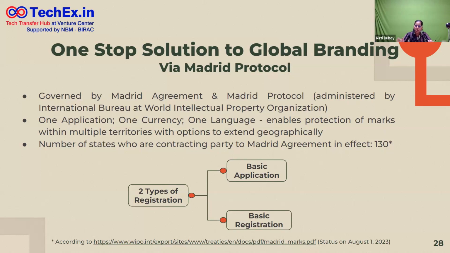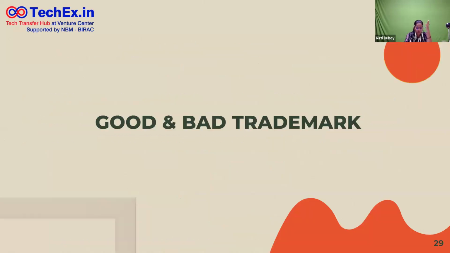Now, around 130 states are completely party to the Madrid Agreement as well as the Madrid Protocol itself. There are two types of registration you can make, but both of these are dependent on your application or registration in your national country itself, which is the basic application and basic registration. So suppose you have made an application in your home country, then on the basis of that application, you can make an application in the Madrid system. Or if you already have a registered mark, then you can make a registration via basic registration, and they streamline this whole process.